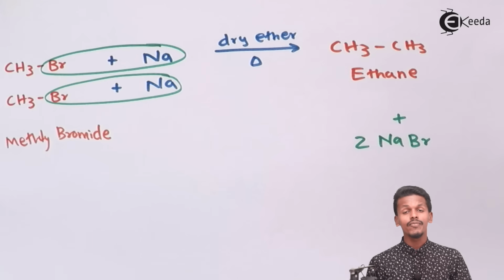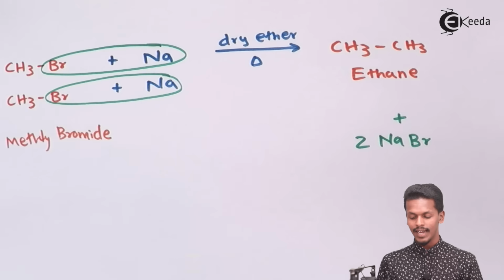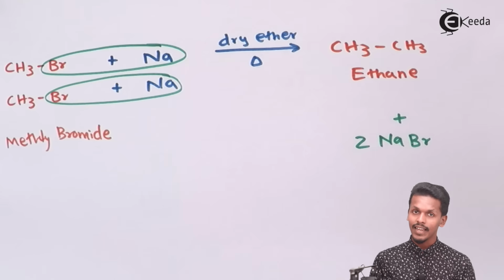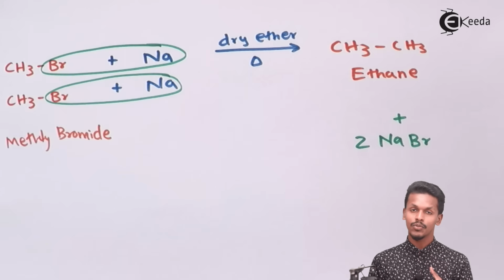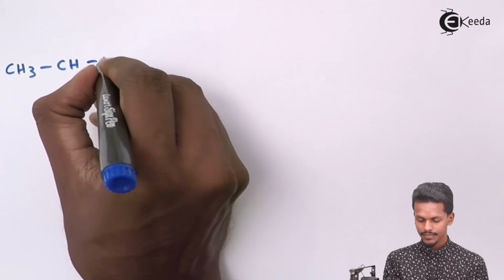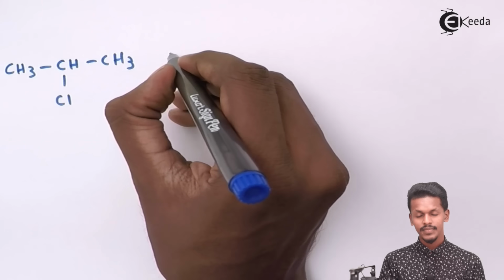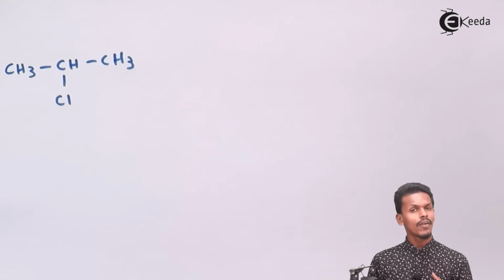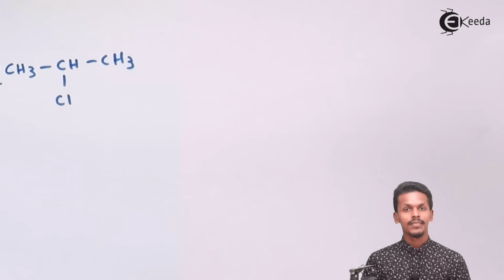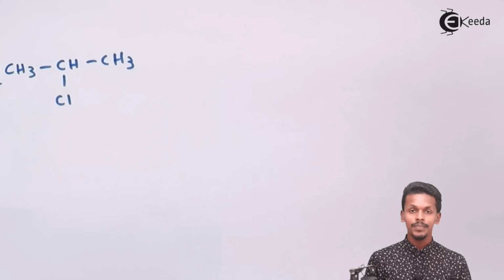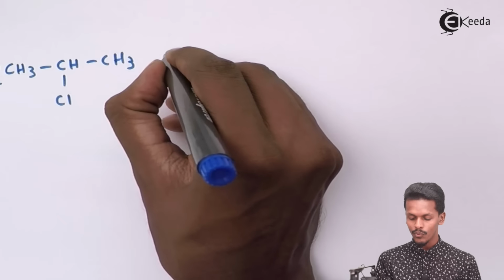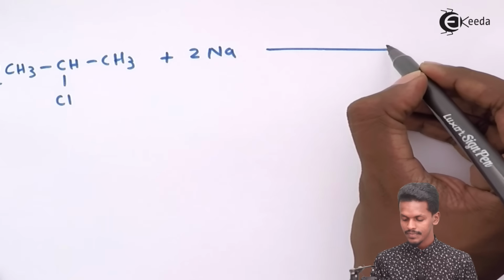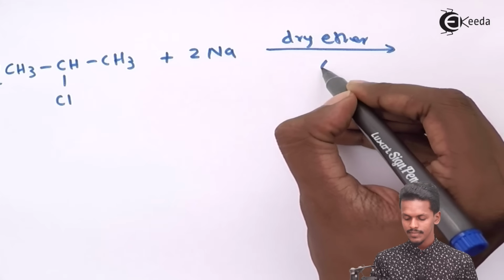This was a primary alkyl halide, so what if we introduce a secondary alkyl halide? Let us talk about that also, through an example. Suppose we have this as an alkyl halide, and we have to react it with sodium, that is, do a Wurtz reaction of it. So what do we have to do? We have to take 2 moles of the halide, 2-chloropropane, and react it with 2 moles of sodium in the presence of dry ether, and we will heat it.